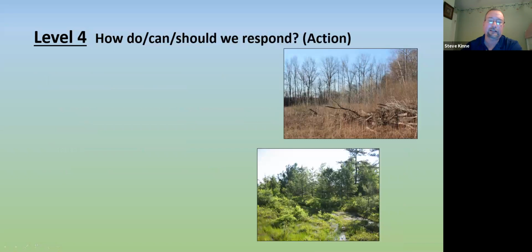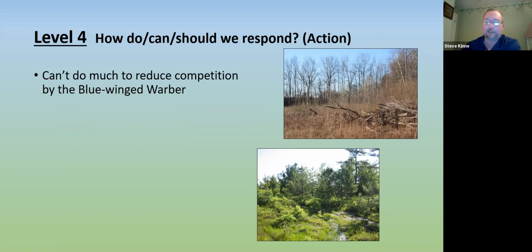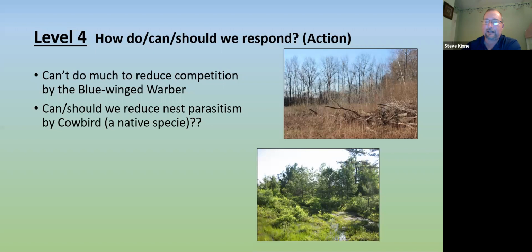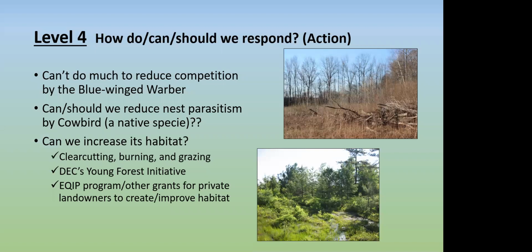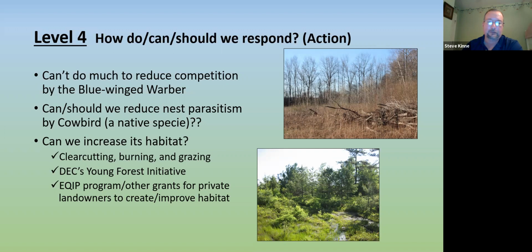And then finally, level four, with, well, what do we do? Should we do anything else? And if we do, what kind of things can we do? Well, we can't do too much to reduce competition by the blue-winged warbler. That's kind of a natural thing. We really can't do too much about nest parasitism by the cowbirds, particularly because it's a native species. But part of the question is, could we increase its habitat? And would that maybe make the population bounce back a little bit more?